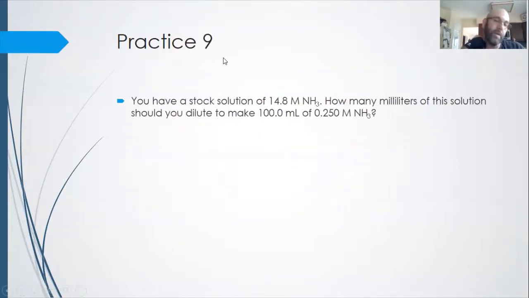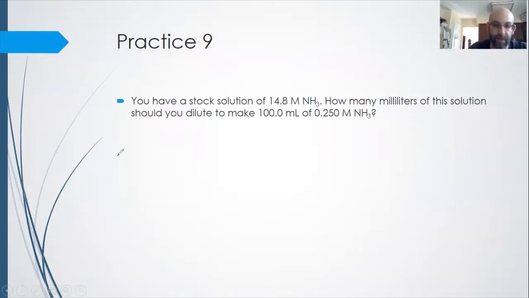Okay. You have a stock solution. That means it's the concentrated solution of 14.8 molar ammonia. How many milliliters of the solution should you dilute to make 100 milliliters of 0.250 molar NH3? Okay, so we're going to show you how to do this in two ways. First way is the long way, and then I'll show you the shortcut. So the long way, we actually want to start with this.